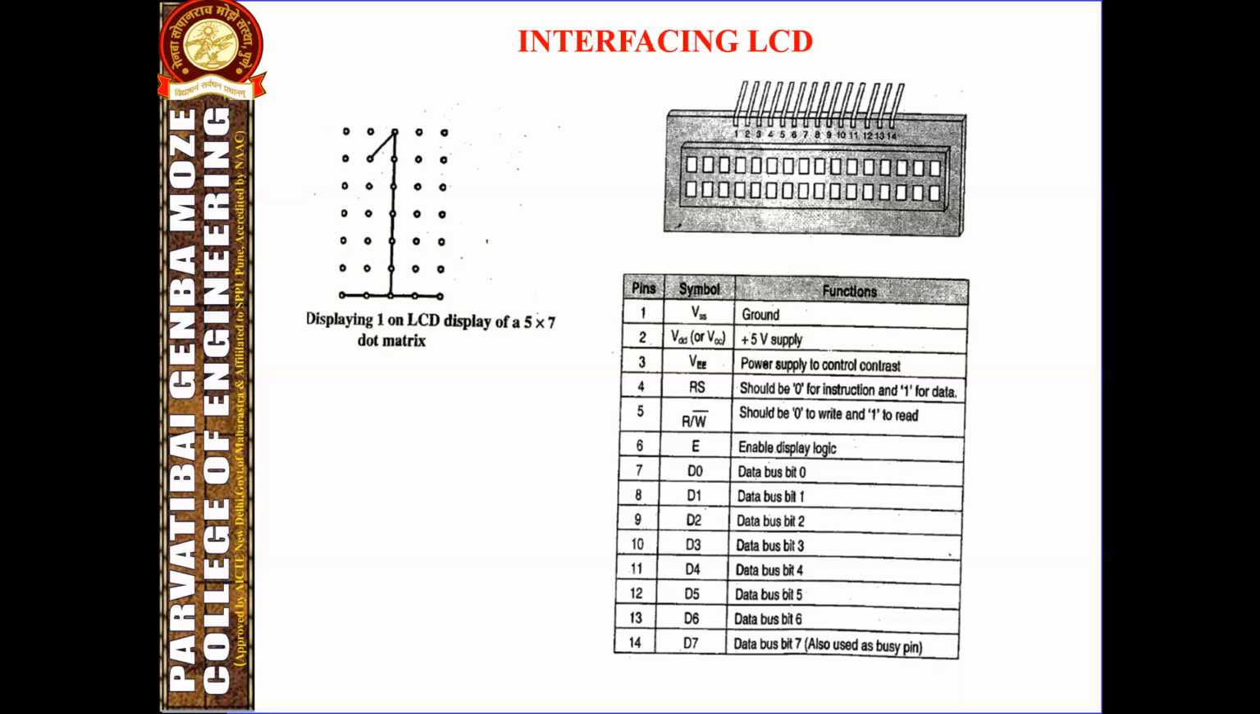For pin number 6 to 14, we have given the data bus: the 0 bit of the bus, first bit of the bus, second bit of the bus, third bit, like that up to bit 7. So from 0 to 7, a total of 8 bits are dedicated for the communication purpose here.